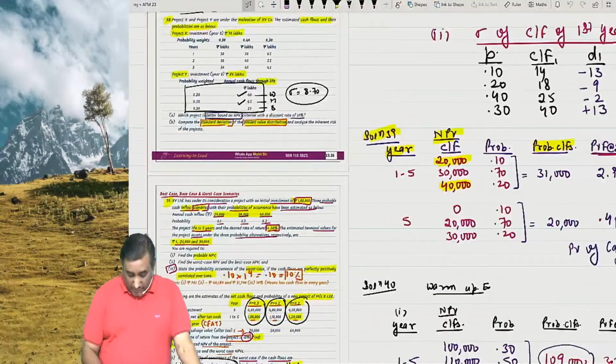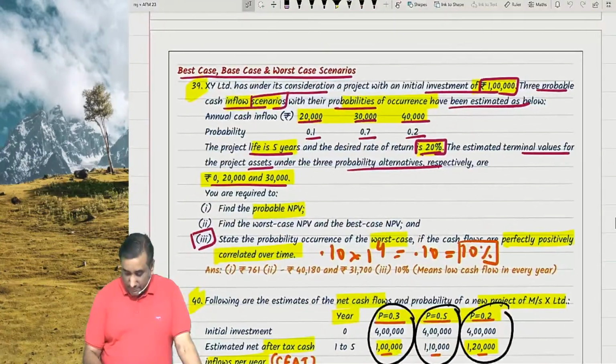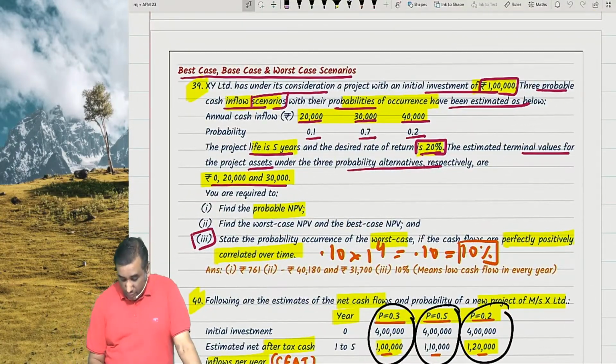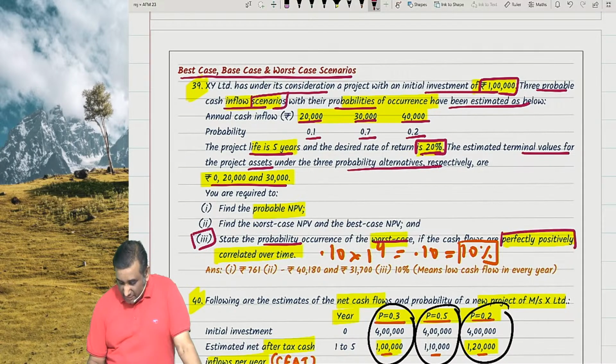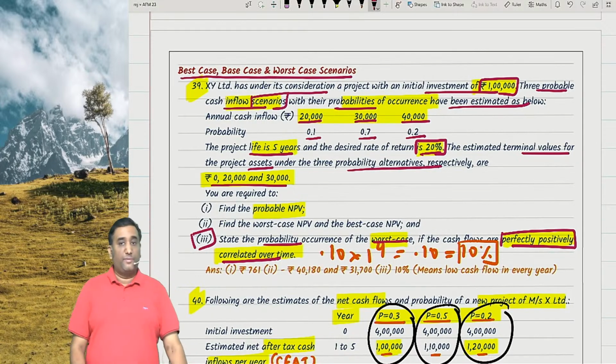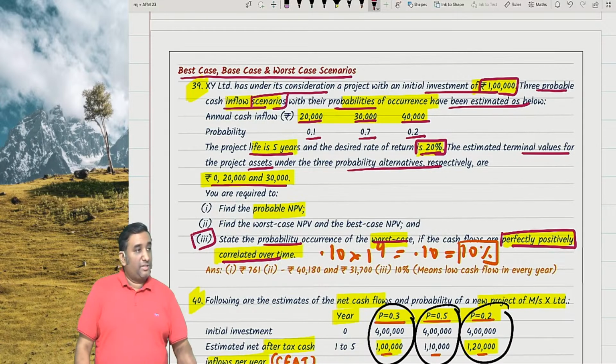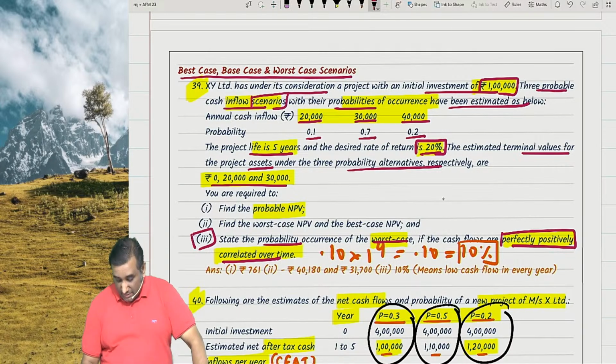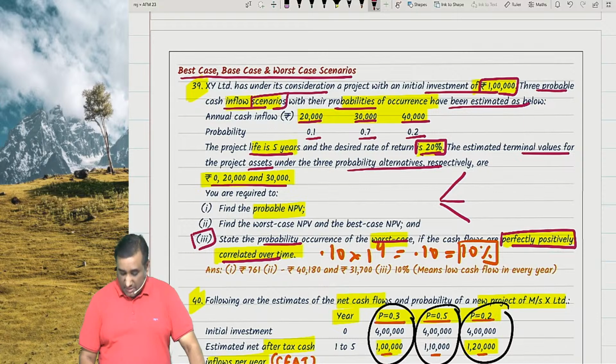It does not require anything, but the wording is very important. State the probability of occurrence of the worst case if the cash flows are perfectly positively correlated over time. Perfect positive correlation means +1. That means if worst case happens once, for example, in the first year you have these three scenarios. That means either you can have worst case, you can have middle case, or you can have what?